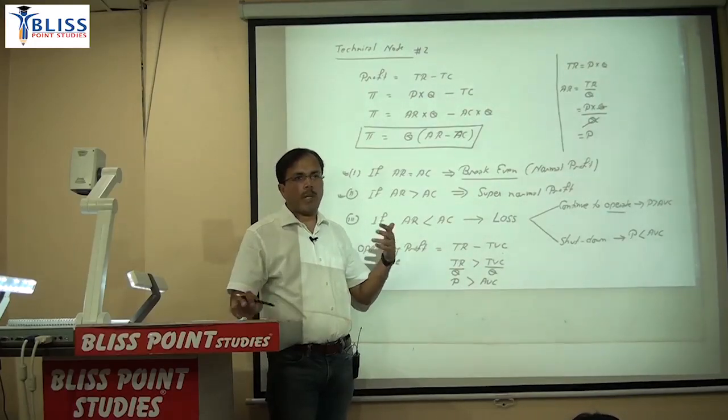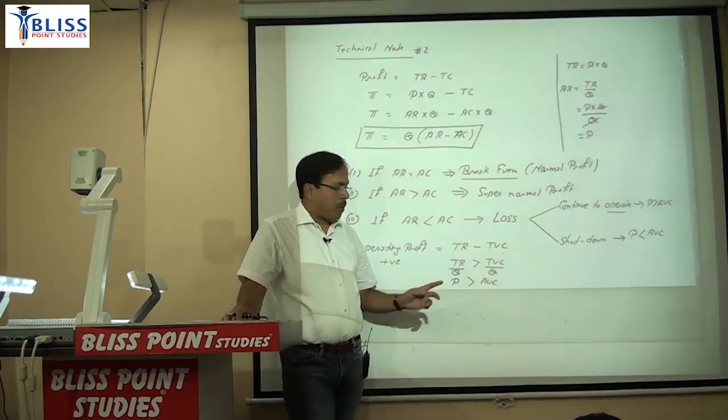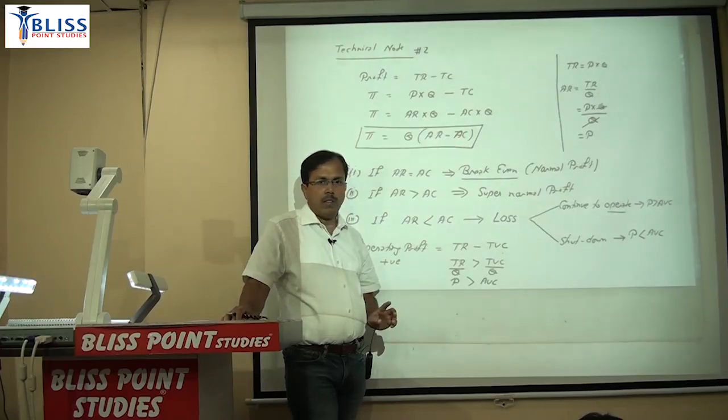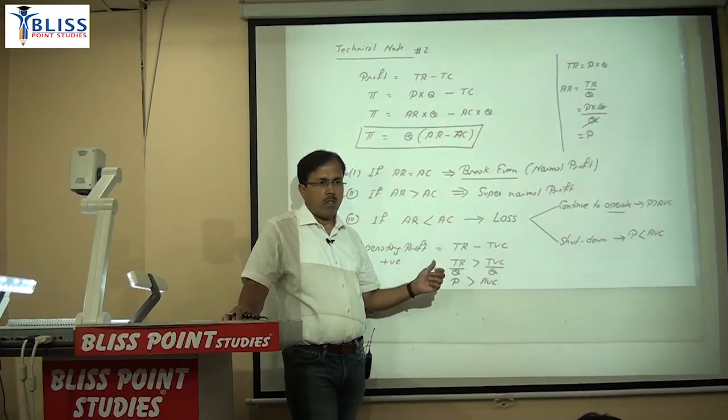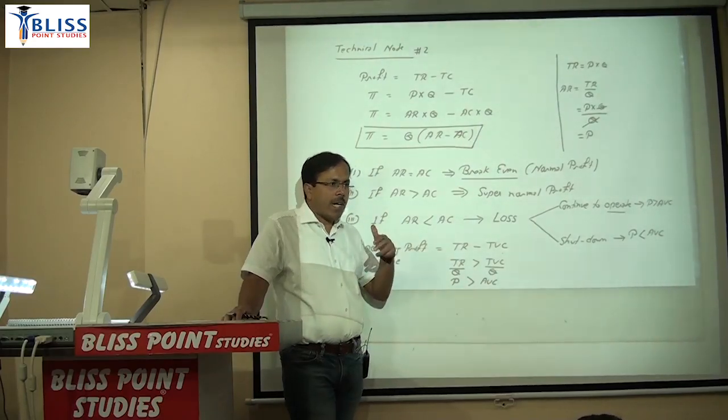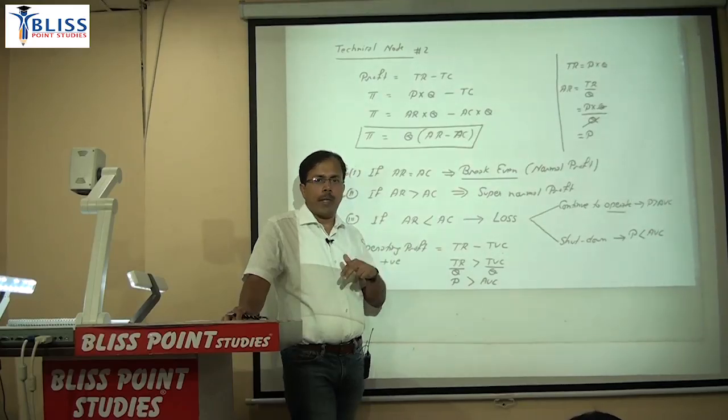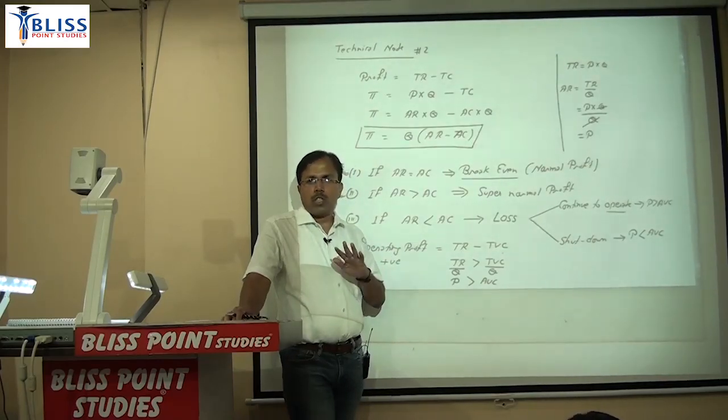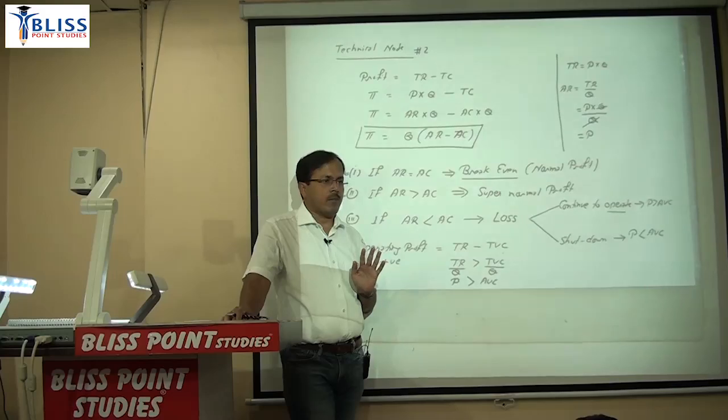Since firm is having operating profit, so firm will operate. But if P will be less than AVC, then operating loss होगा, ऑपरेट करने में लॉस हो रहा है, so better not to operate, shut down. So shut down means there is no quantity produced by firm, quantity will be reduced to zero.